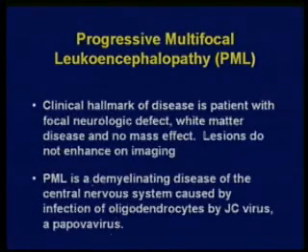So the clinical hallmark of disease, and this is important, is a patient with focal neurologic deficit, white matter disease, no mass effect, right? Lesions do not enhance on imaging. And I'm going to give you examples of other diseases that have mass effects or enhance on imaging. Okay? So PML is a demyelinating disease of the central nervous system caused by infection of oligodendrocytes by a JC virus, which is a papovavirus.